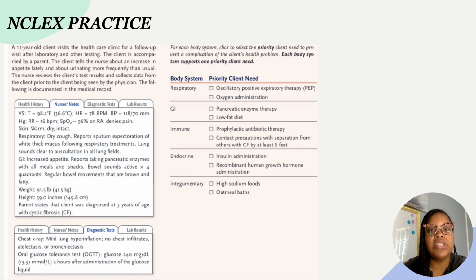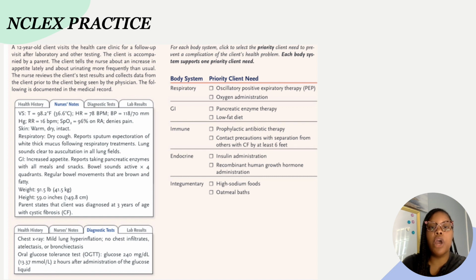So the question says, for each body system, click to select the priority client need to prevent a complication of the patient's health problem. Each body system supports one priority need. All right, so then let's go to our diagnostic test. It says that the chest x-ray shows mild lung hyperinflation, no infiltrates, no atelectasis. Oral glucose test showed that the glucose was 240, 2 hours after administration of glucose liquid.